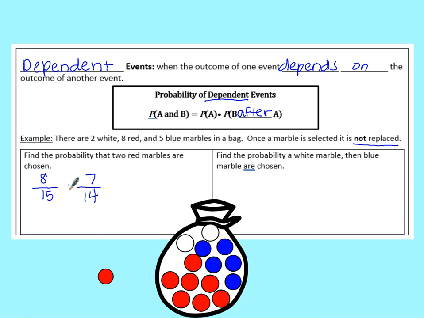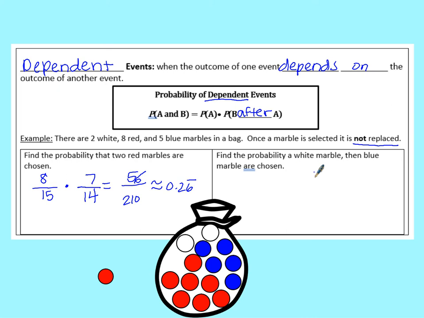We have to then multiply these two events together. When we do that, we get 56 on top over 210. When we simplify that, we get about 0.26 repeating. So we're just going to approximate it there, and that is our probability.